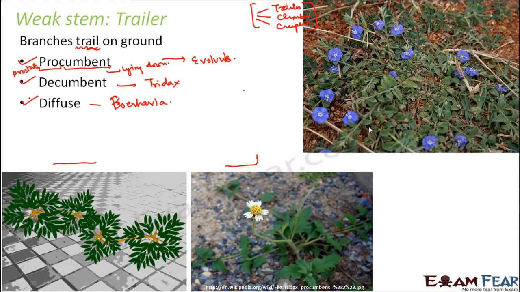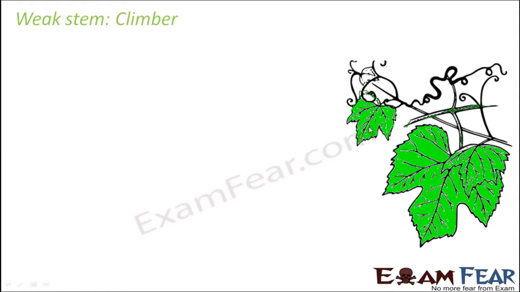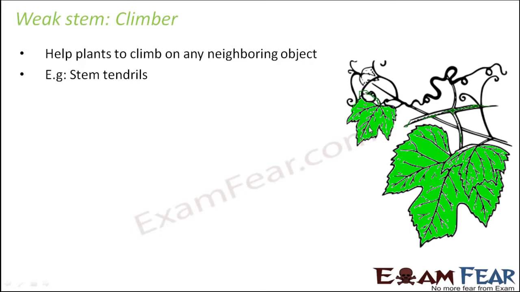Now let us look at the next type of weak stem, that is climber. So what are climbers? Again, the word itself explains. A climber is something which helps in climbing. These are a type of modification of stem which helps the plant to climb on some support, any neighboring object, whether it is a wall or a building or a grill or anything. These stems will start wrapping around that neighboring object and thereby help the plant to climb. One of the examples of climbers are the stem tendrils.